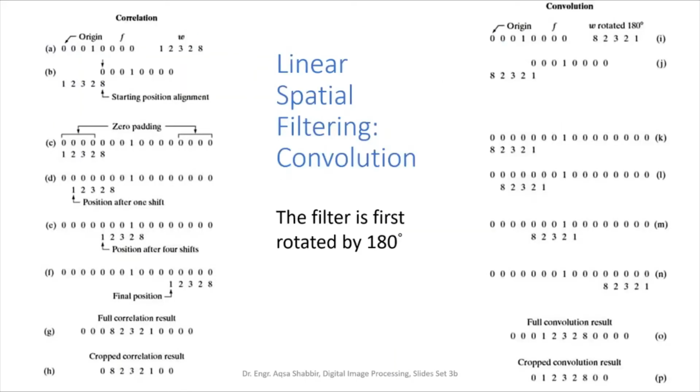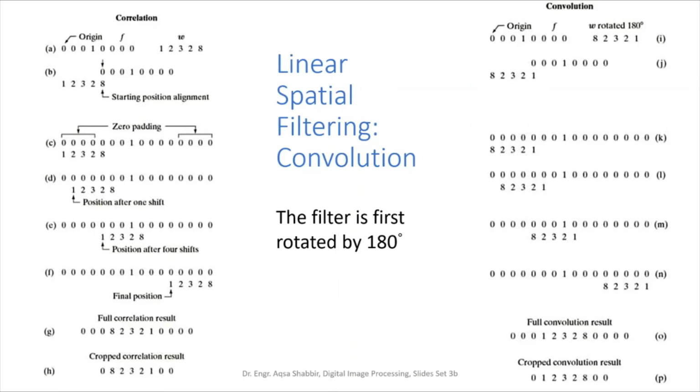We now move to the second linear operator, convolution. The figure on the left, which is the correlation of one-dimensional function f with one-dimensional filter W, is the same as the one given on the previous slides. It is only repeated here for convenience and for facilitating a comparison between correlation and convolution. As before, in order to understand convolution better, we can look at an example of a one-dimensional function which is convolved with one-dimensional filter W.